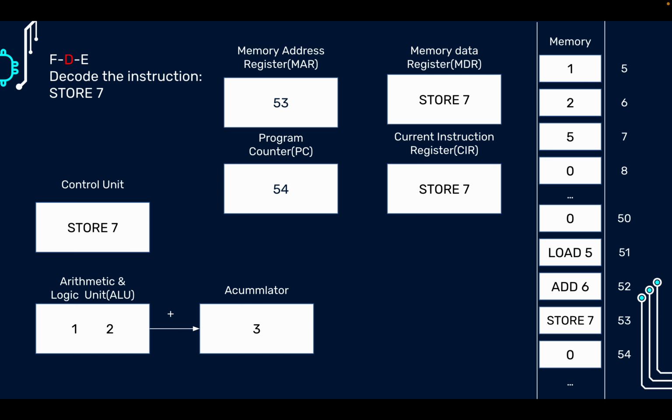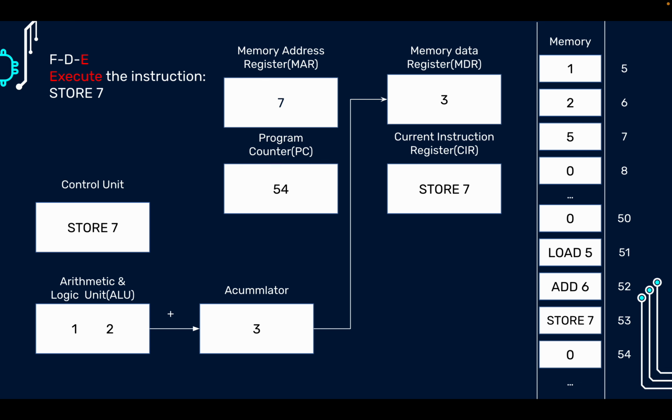And after that you need to work with the instruction STORE 7, so you need to update the memory address register, because you need to store the value into the address of 7. So update the memory address register to 7, and right now you do not need to fetch a value from the memory. So right now you need to put something into the memory.